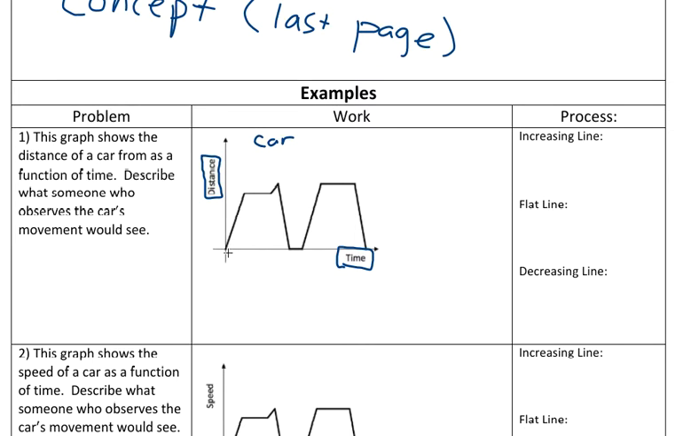Okay, so if the distance is starting at 0 when it increases, that means that over time they're going further. They're starting to drive. They're going further away from wherever that distance is from. Okay, the flat line would mean that they're staying where they are. And then a decreasing line would mean that they're coming back closer because their distance is starting to decrease. So then they're coming closer.